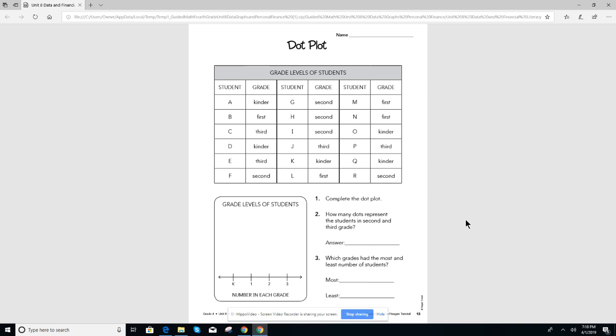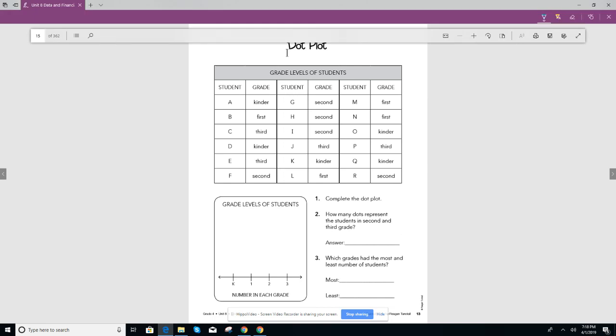So what we're going to do today is create a dot plot. You have this same paper, just like yesterday. You are going to follow along with me, and then you're going to glue it into your journal. A dot plot is represented by either X's or dots, okay? And all dot plots have to have a key. So we're going to put a key, and for this, we're not going to decide on our key until we figure out what numbers we are working with.